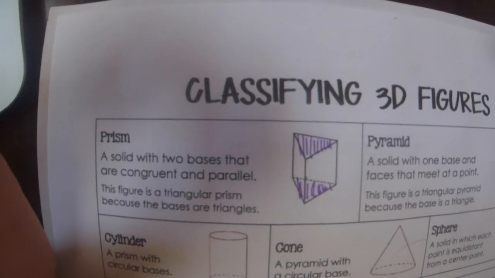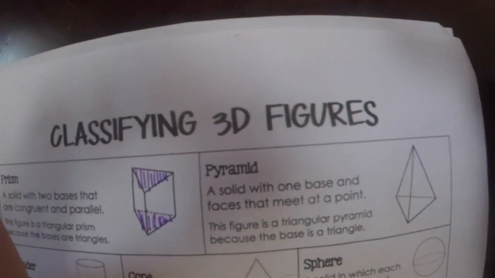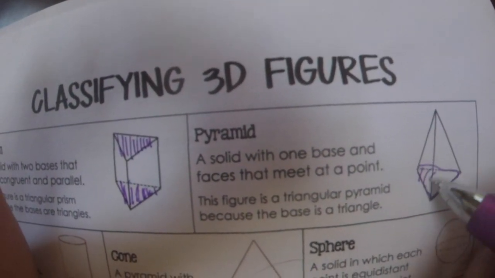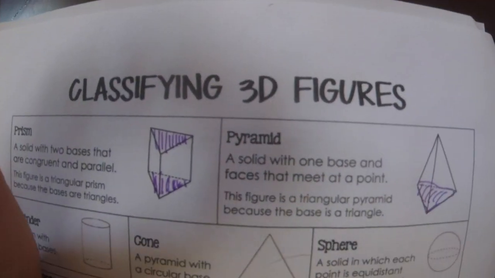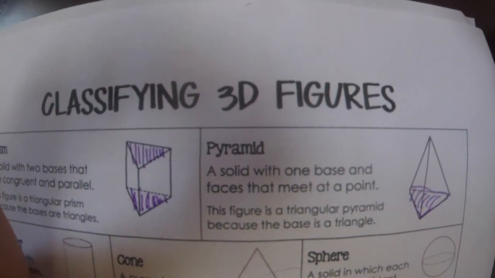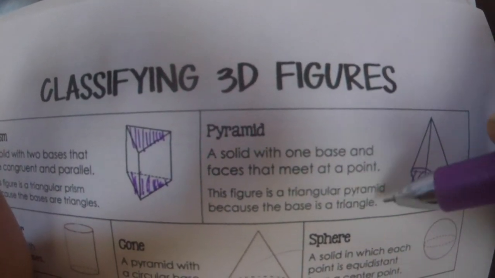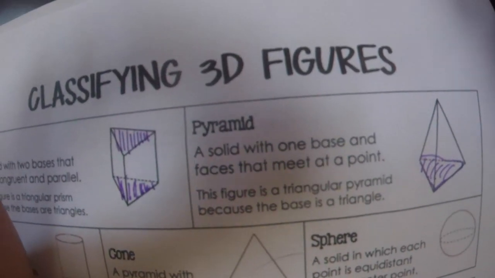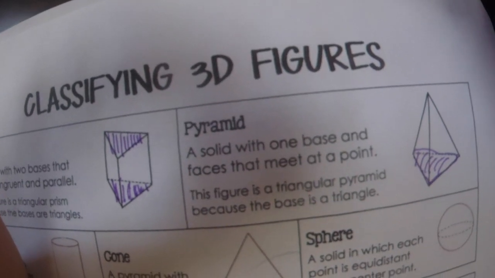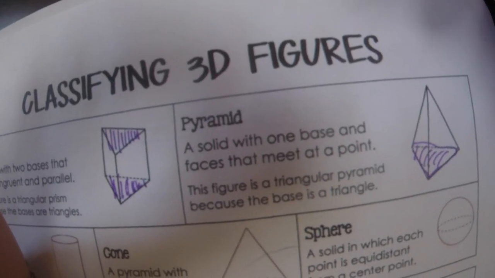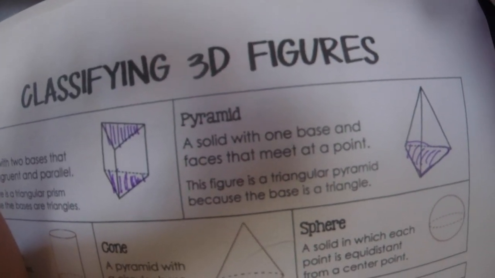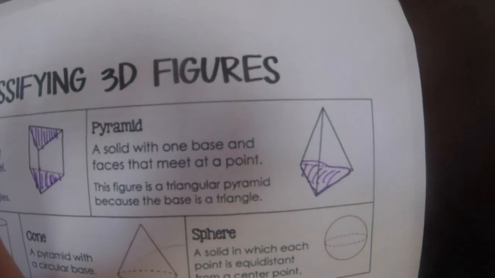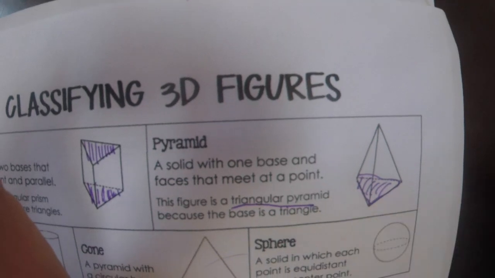Now, what's different about that and a pyramid? A pyramid is a solid that only has one base, and all of the faces meet at a point. This figure is a triangular pyramid because the base is a triangle. You could have a pyramid that's a rectangular pyramid. You could have a pyramid that's a pentagonal pyramid. This one in particular has a base that is a triangle, so we call that a triangular pyramid.